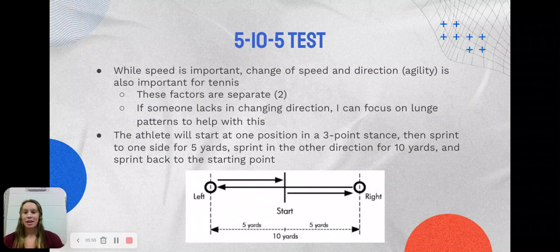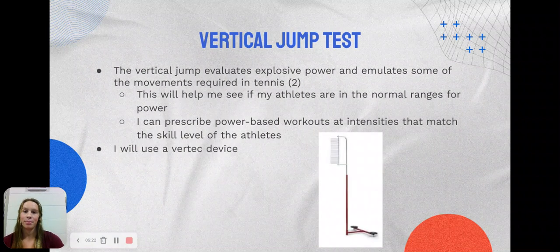In this, the athlete starts in the middle. They will run to the right or the left, whichever they decide, for 5 yards. And they will turn back around, run through the starting point to 10 yards, and then they will run back to the starting point, which is another 5 yards. This will help us assess change of direction and speed. So if you see that your tennis athletes aren't good at changing direction, then you can focus on more lunging patterns in the resistance training program.